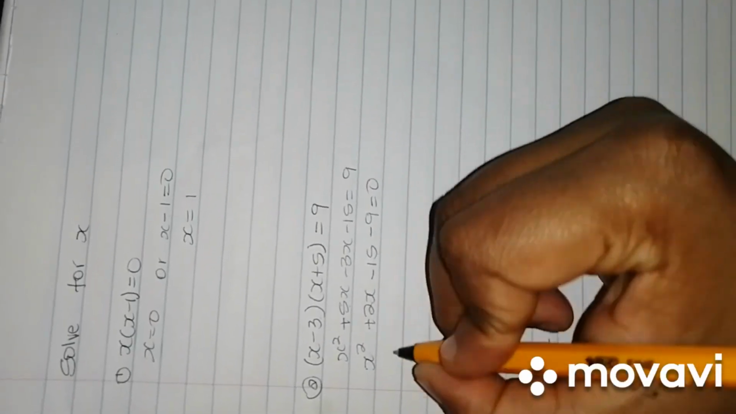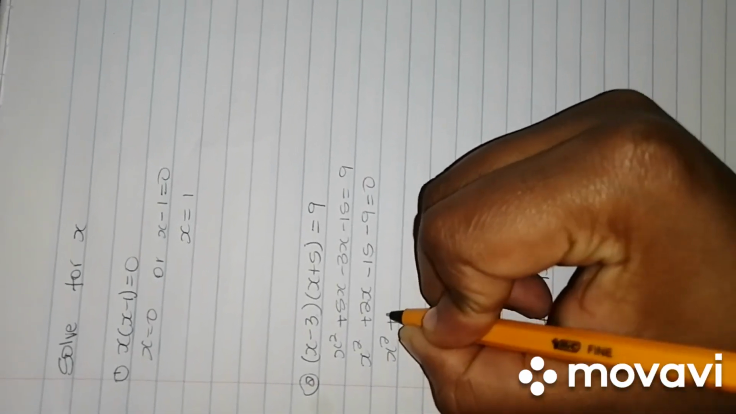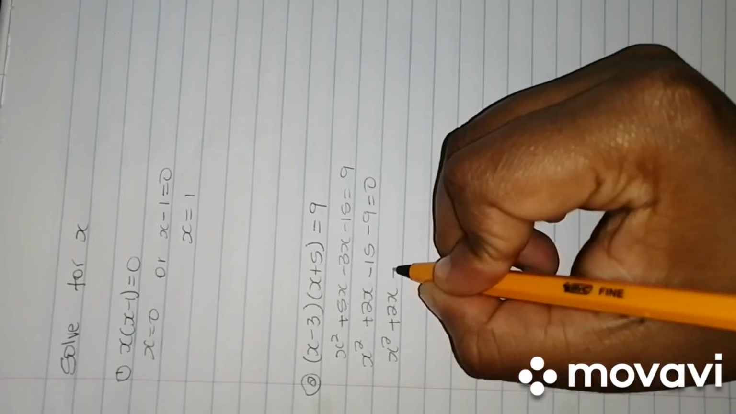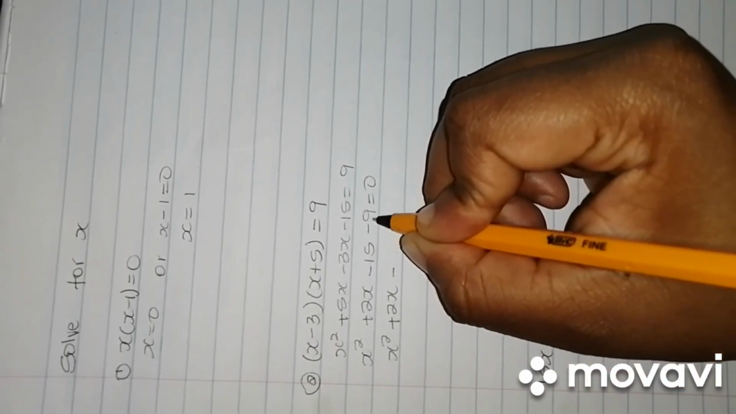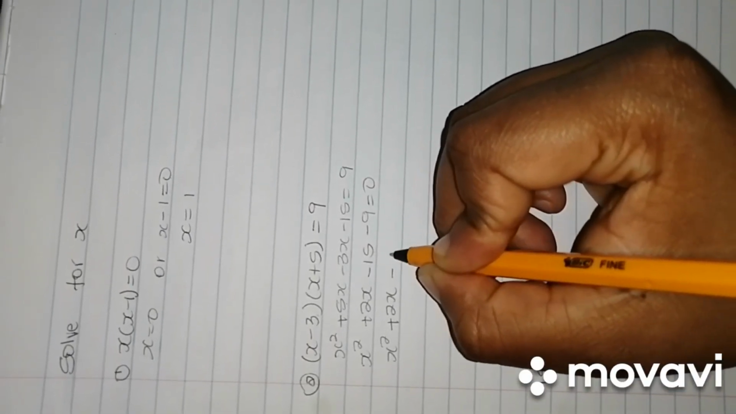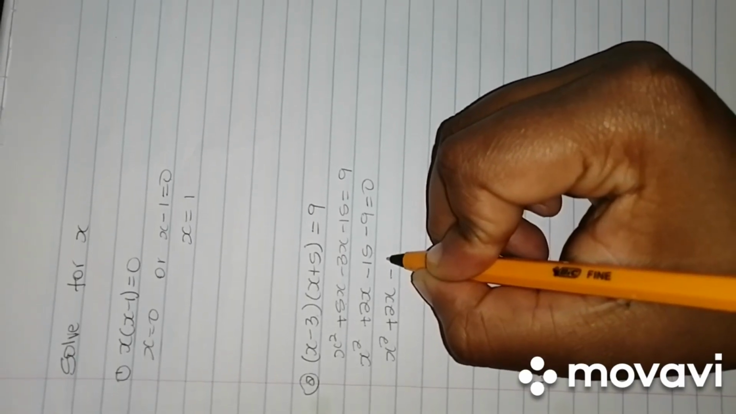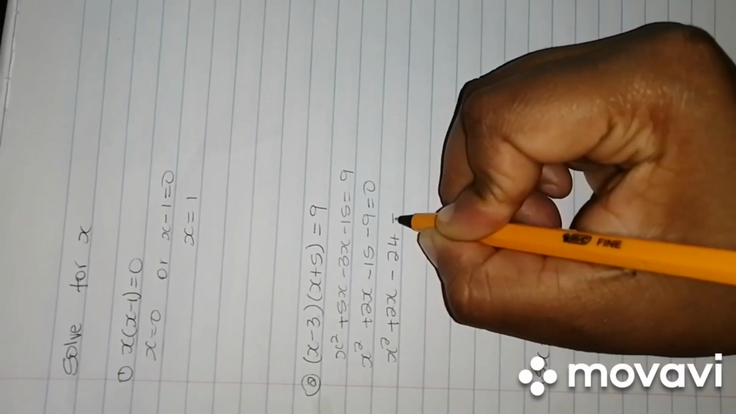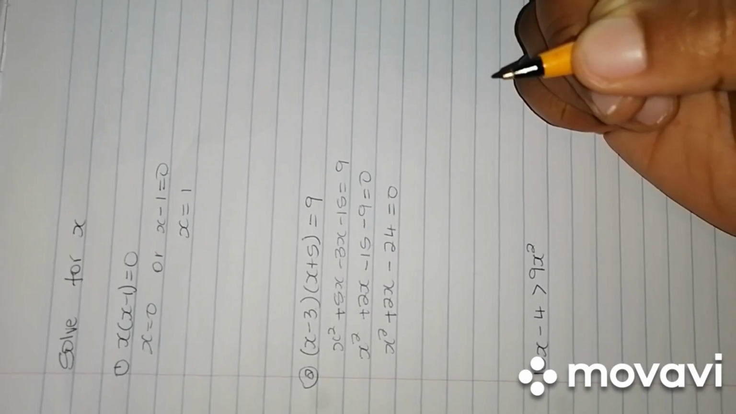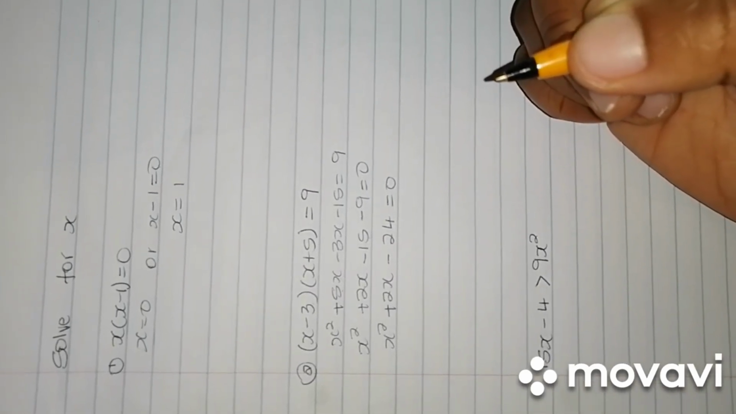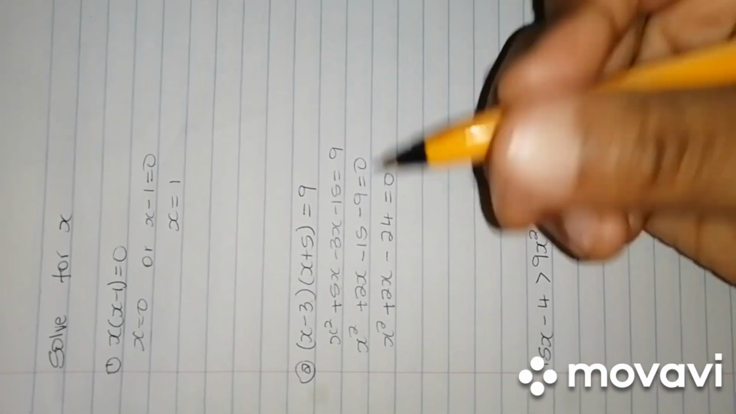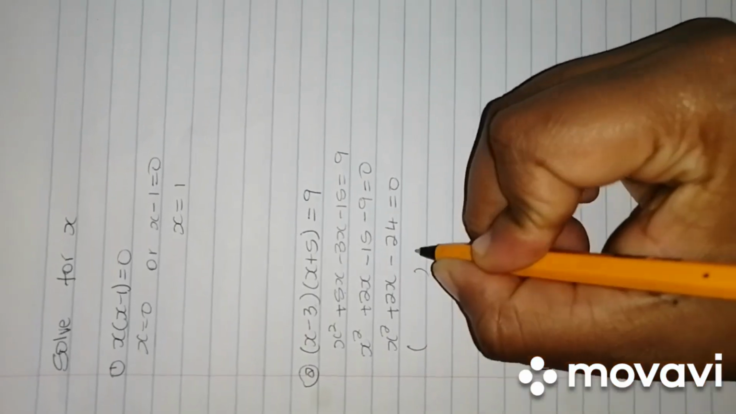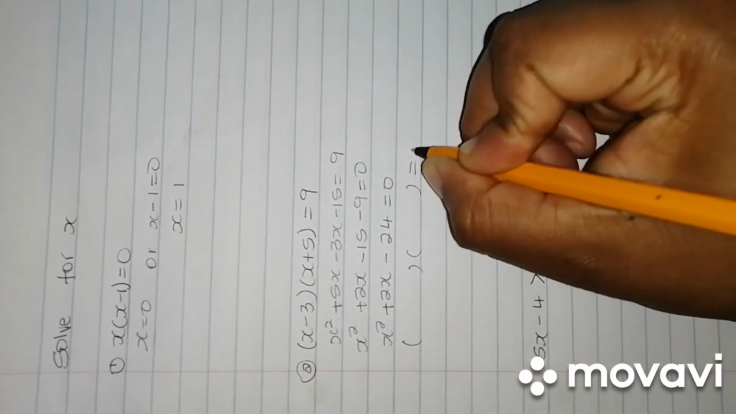Then we also add the like terms. X squared plus 2x minus 24. Are we still okay? Then we open 2 brackets. It's equal to 0.